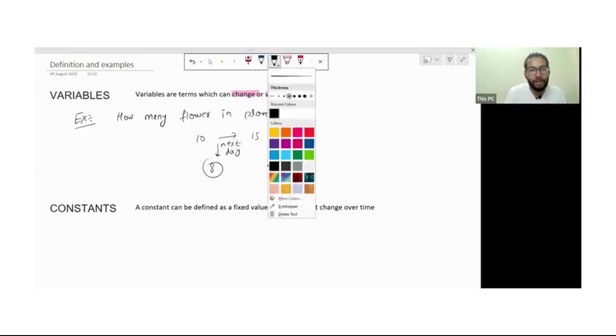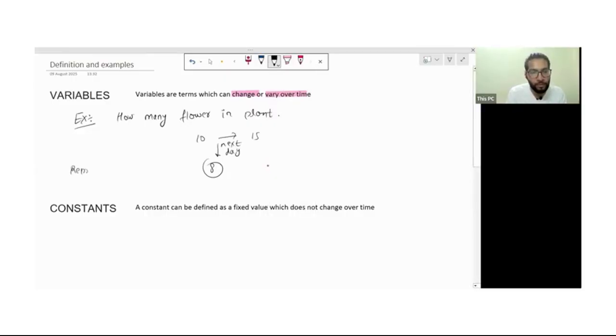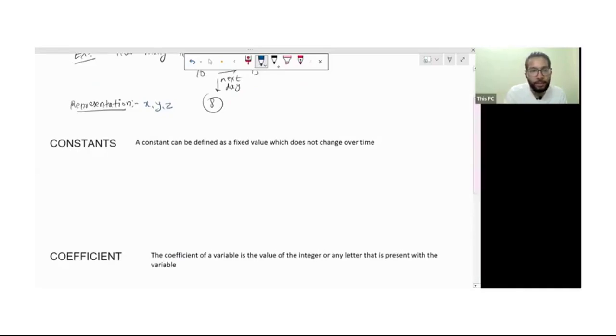And there is some representation of variables. So for variables, we generally use 3 alphabetical letters: X, Y, Z. So whenever we have variables, we can simply write X, Y, or Z. Now, the next thing is constants. So it is written there, a constant can be defined as a fixed value, which does not change over time. Okay, this is the thing we have to keep in mind.